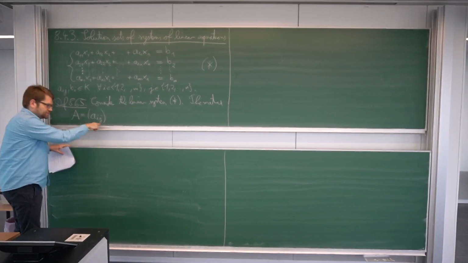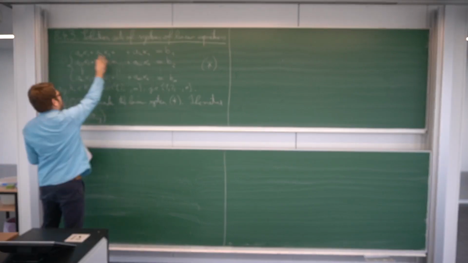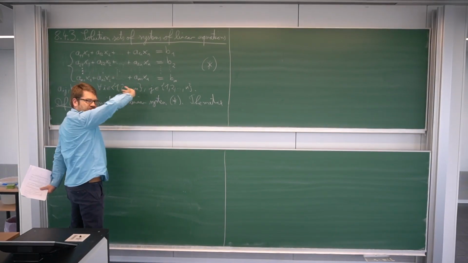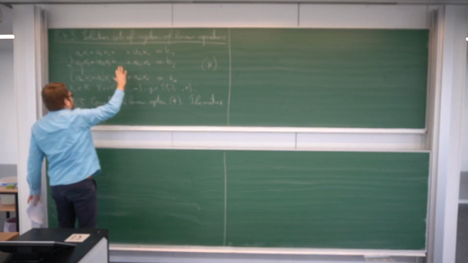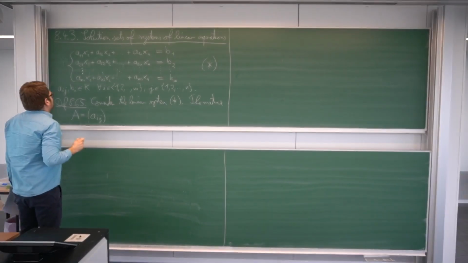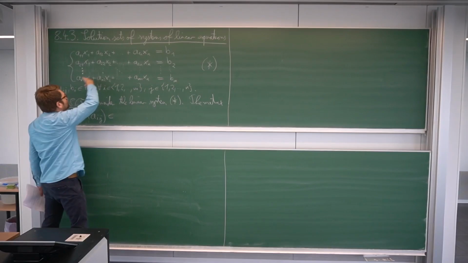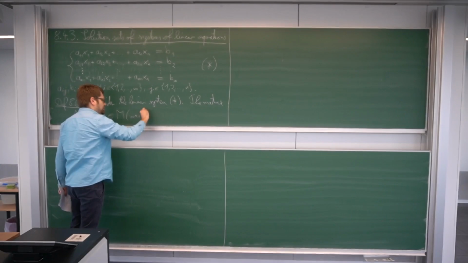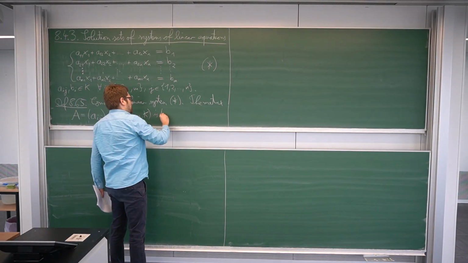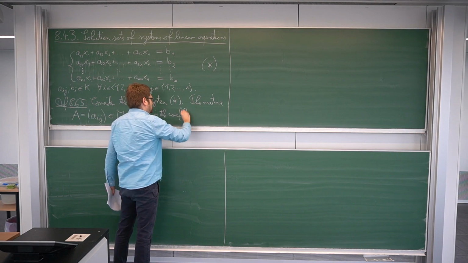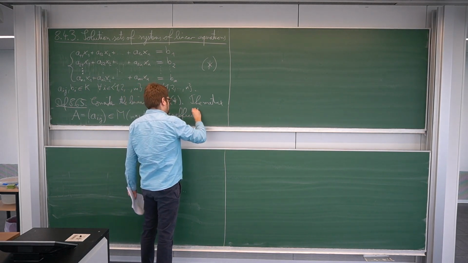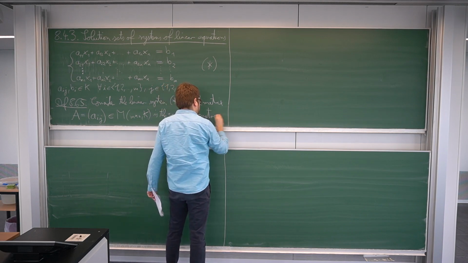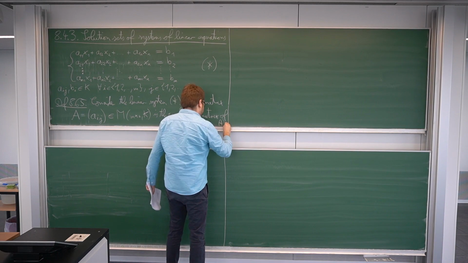So i is the row index, j is the column index, so they are distributed precisely as in the system. We would get the matrix if we removed all the x's from these equations and only left the a's. This has m rows and n columns, so this is an m by n matrix with entries in k. This is called the coefficient matrix of the system star.